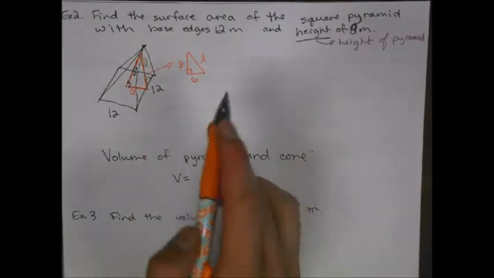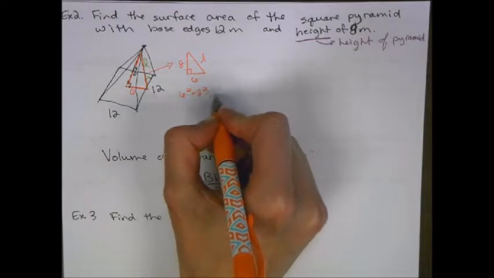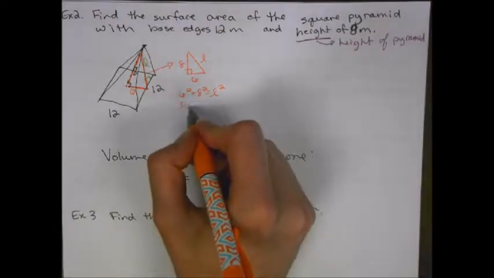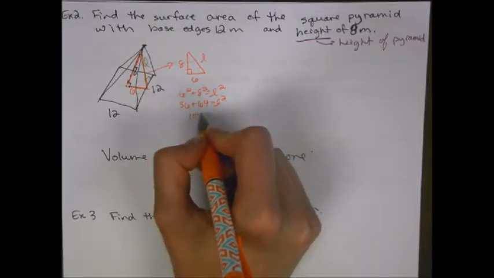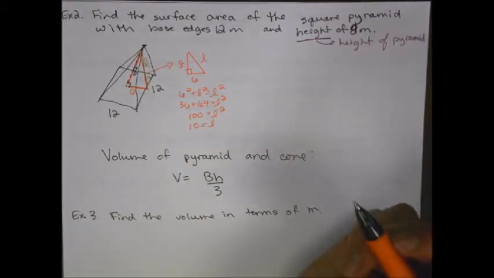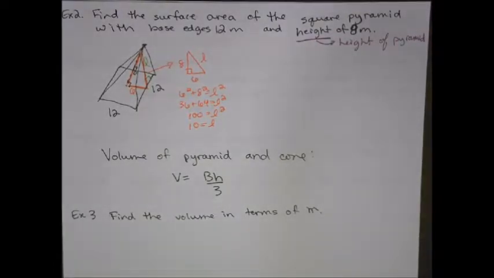And to find the slant height, we're going to use the Pythagorean theorem. 6 squared is 36, plus 8 squared is 64. We get 10. And yes, this is a 6, 8, 10, a 3, 4, 5 triangle. So now we have what we need.